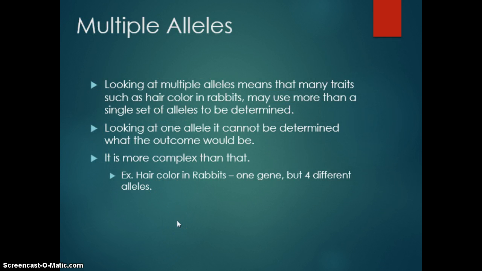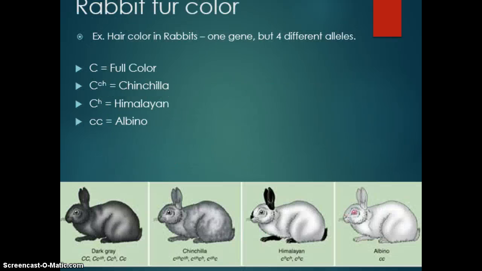The third piece is multiple alleles. And this means that there are many traits, such as hair colors in rabbits and hair colors in humans, that are going to use more than a single set of alleles. Looking at just one allele doesn't give us enough information to figure out what the outcome would be. And it has to do with the fact that often the colors aren't clear-cut.